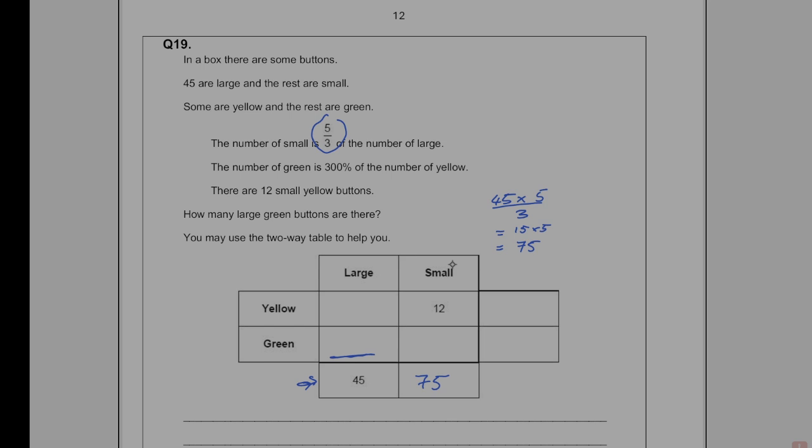Right. So from there, the number of green buttons. Okay. So I can work out the number of small green buttons. So I'm going to have 75 minus 12, which is going to give us 63 here. The number of green buttons.